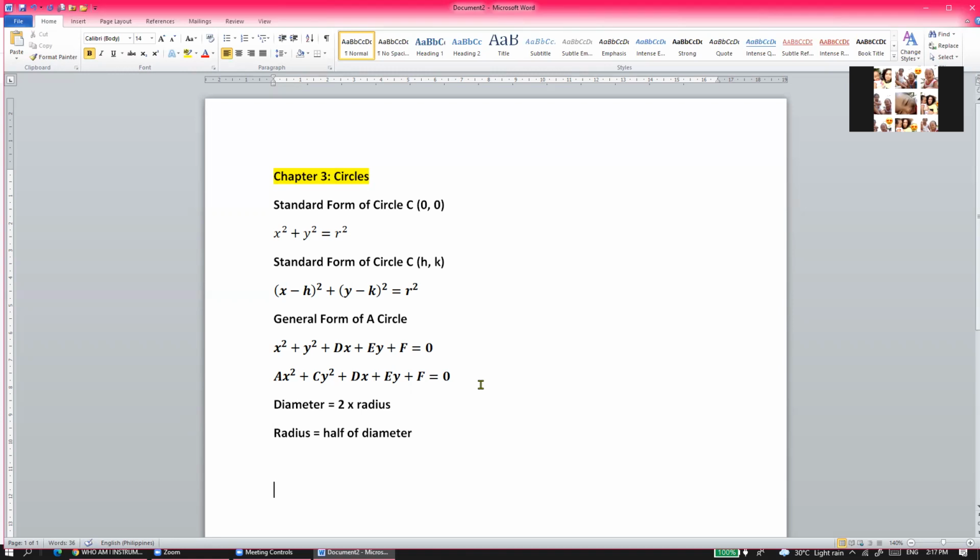Nahati kasi sa dalawa ang analytic geometry: analytic plane geometry and analytic solid geometry. Sa analytic plane geometry, may dalawang axis tayo. Sa analytic solid geometry, may tatlo tayong axis kasi mga solid na yon: the x, the y, and the z axis. Now, ang concentration natin is all about analytic plane geometry muna tayo.